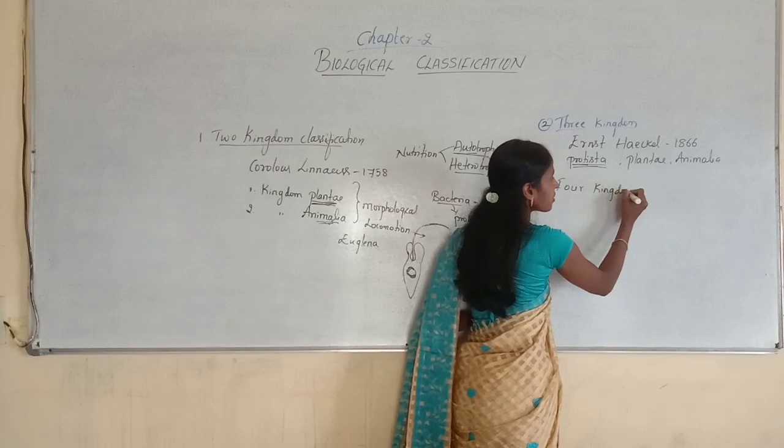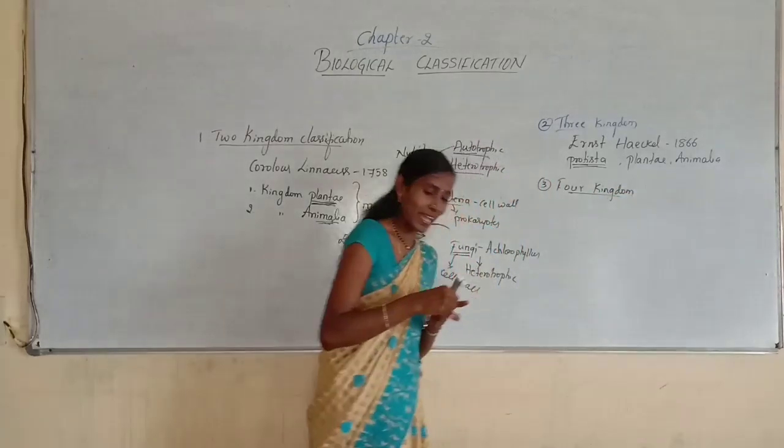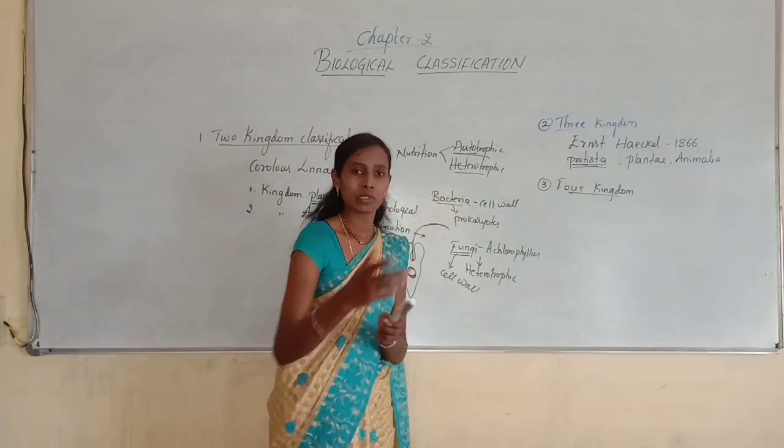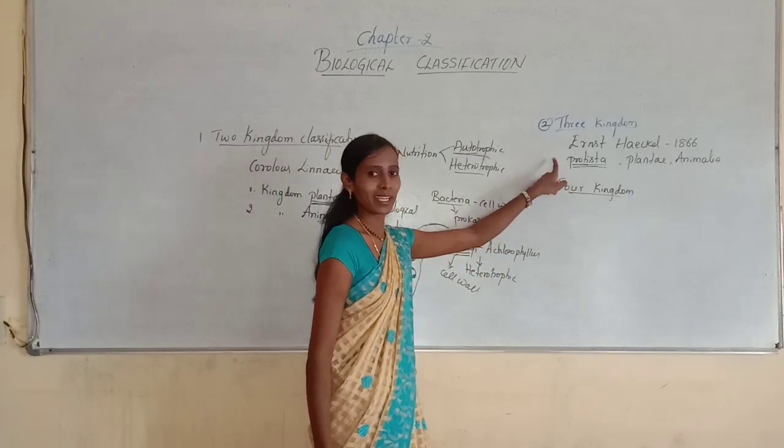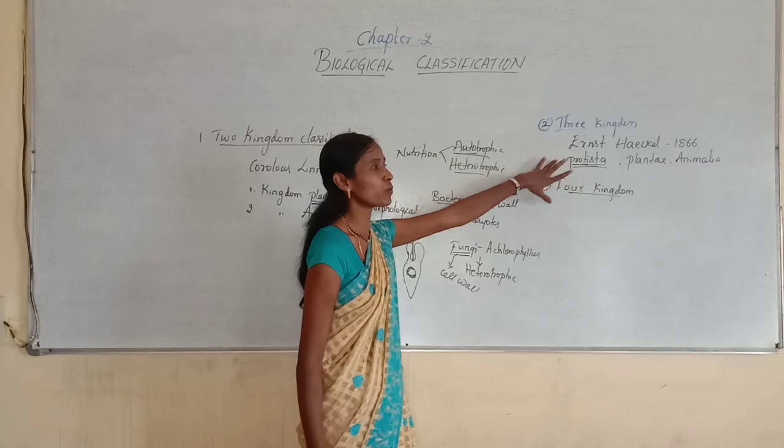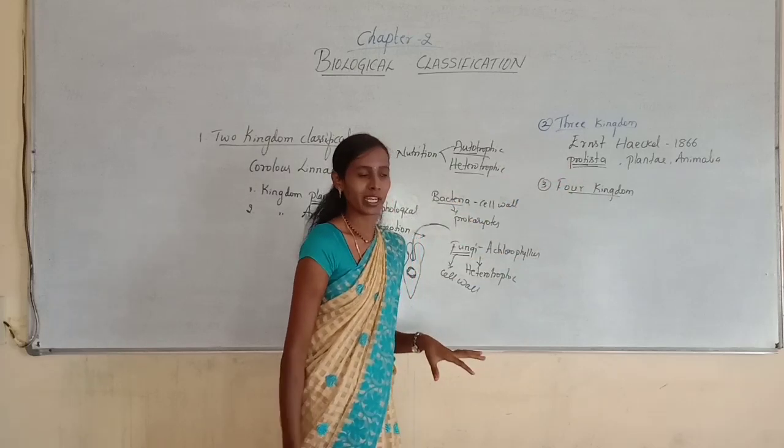Here, you should remember the drawbacks. Why? Later, one more kingdom was proposed because of these drawbacks. He included bacteria, fungi, and algae in one group, though they are unrelated organisms.